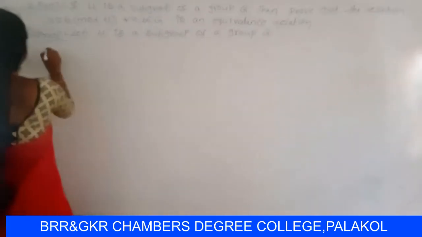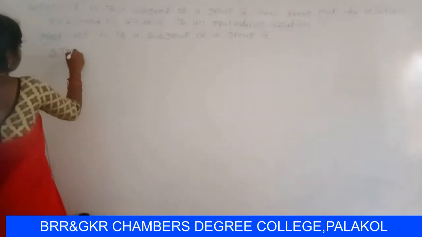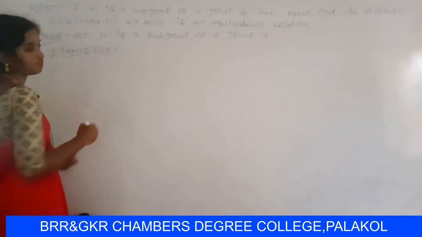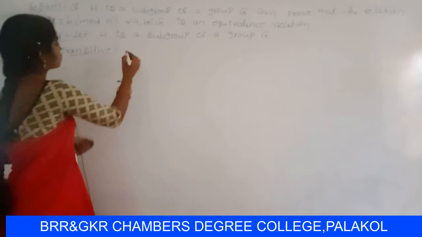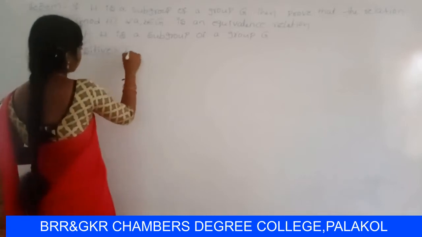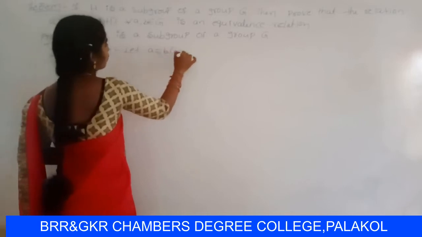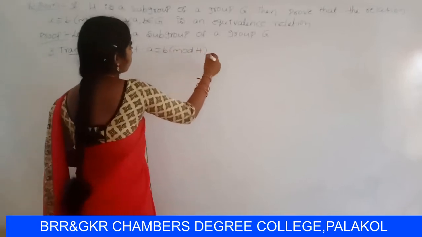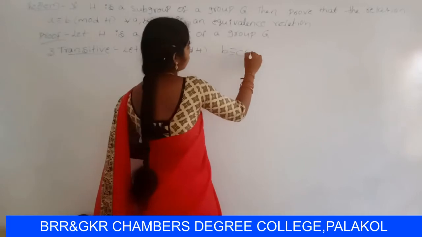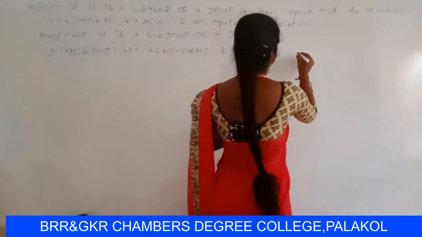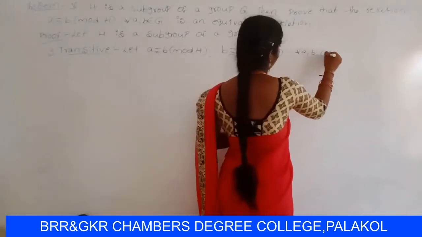Next, the third one, transitive. So for transitive, first of all consider: let A is congruent to B modulo H, and B is congruent to C modulo H, for all A, B, C belonging to Z.